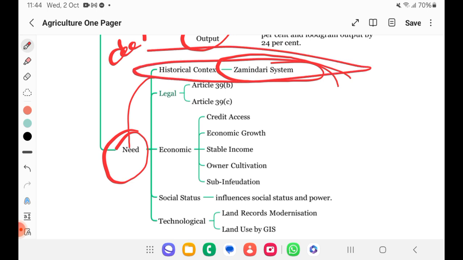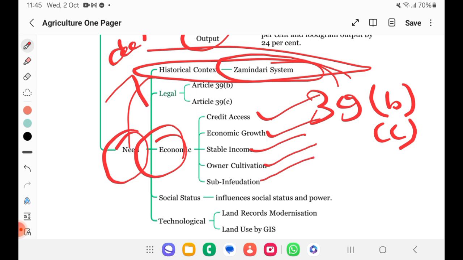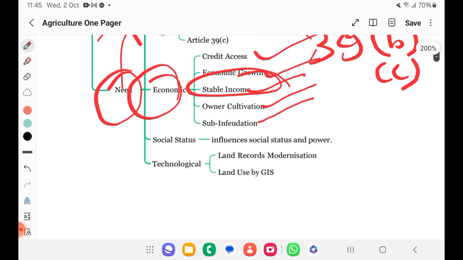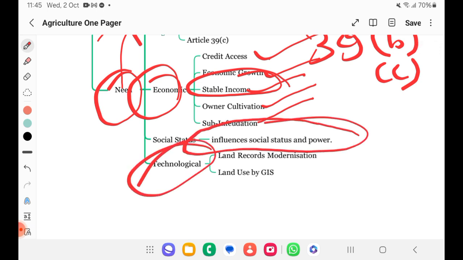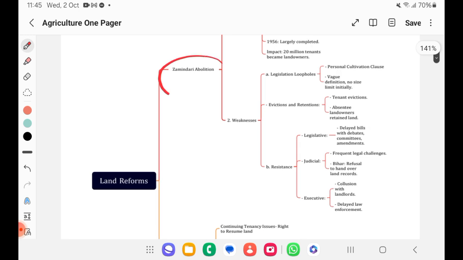And legality, if you say 39 B and C speaks on wealth redistribution and resources distribution. Economic: credit access, economic growth, stable income, owner cultivation, sub-infeudation, all these things were the points. So credit access, economic growth, stable income, at least you should mention these points. Then social status, influence, social status and power. Technology, land use by GIS and land record modernization. These were the needs. So then we had zamindari abolition.